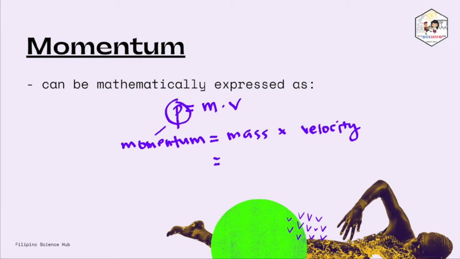For its standard units, kilogram is used for mass, while velocity uses meters per second. Now, since velocity is a vector quantity, we can also assume that momentum is a vector quantity, which we will be able to observe later on in our sample problems.